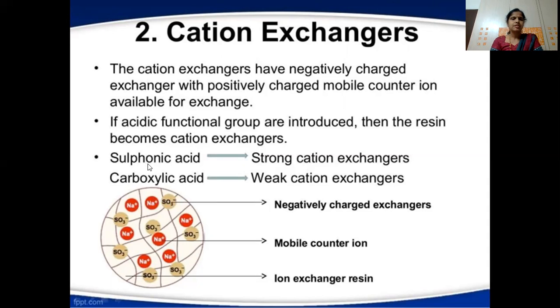Now what are examples of cation exchangers? We can take sulfonic acids, which are strong cation exchangers, and carboxylic acids, which act as weak cation exchangers. So depending upon the mobile counter ion which is present, we have two different types, anion exchangers and cation exchangers.